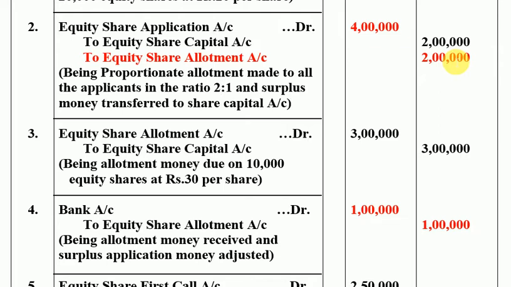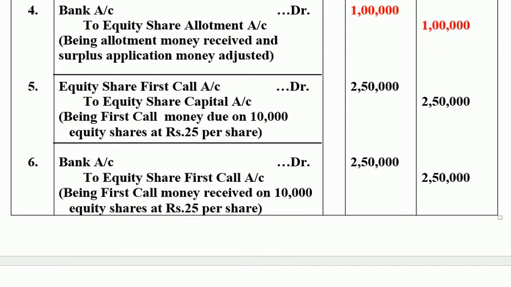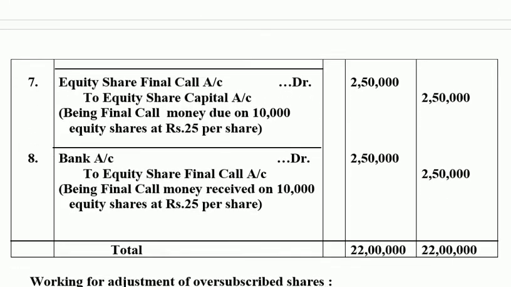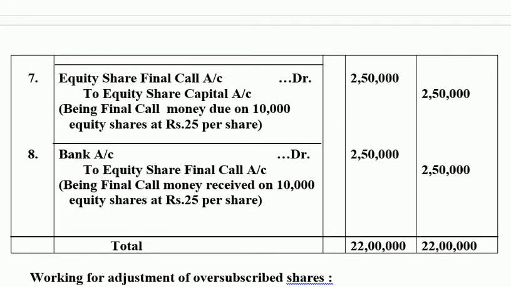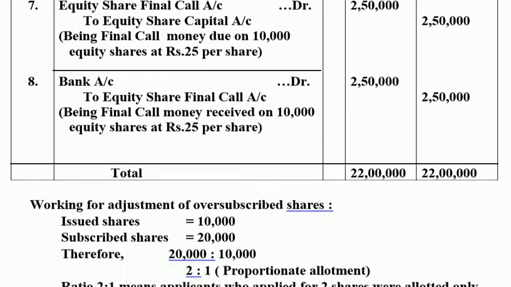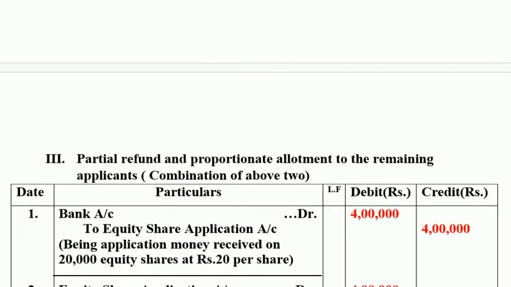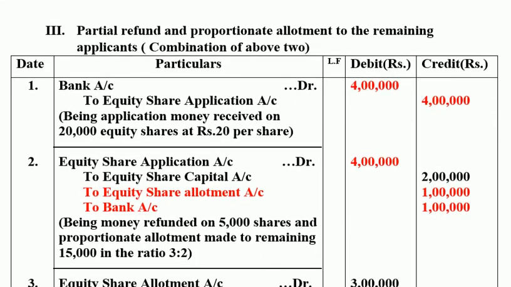So proportionate allotment affects entry number 1, 2 and 4. This is to be taken care of, and the rest of the entries for first call due, first call money received, final call money due and final call money received will remain the same. So this was proportionate allotment of shares. Now we go with the third case or alternative, which says partial refund and proportionate allotment to the remaining applicants. This is a combination of the previous two alternatives.